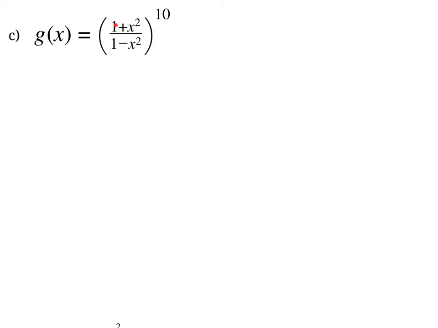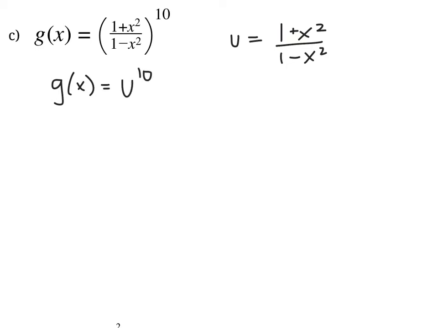We can use the quotient rule to evaluate this, right? So when we're able to evaluate that, that's a good hint that we should use that as our substitution. So u equals 1 plus x squared over 1 minus x squared. So that makes g of x just equal to u to the power of 10, right? We know with our chain rule, we're going to need to find dy by dx is just going to be dy by du times du by dx.